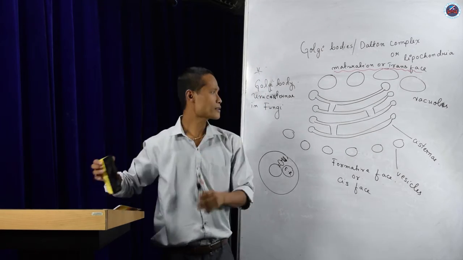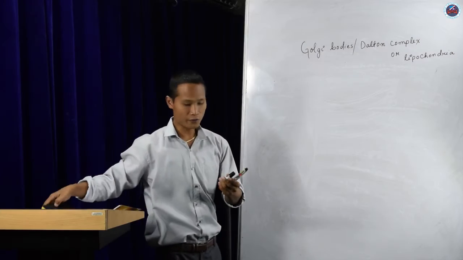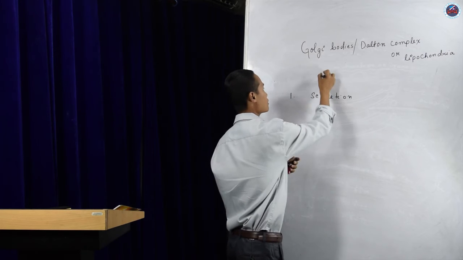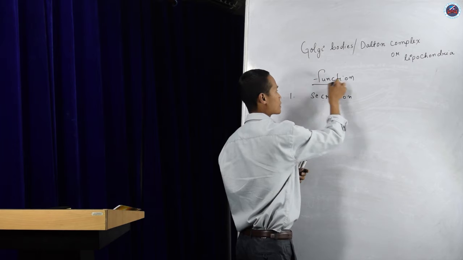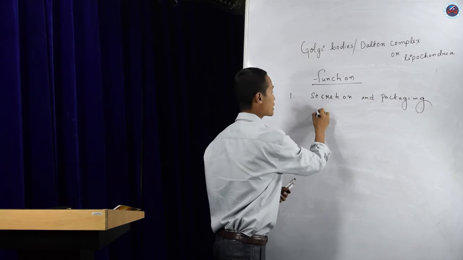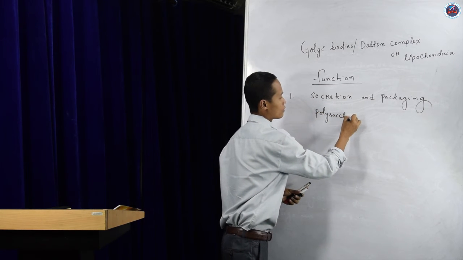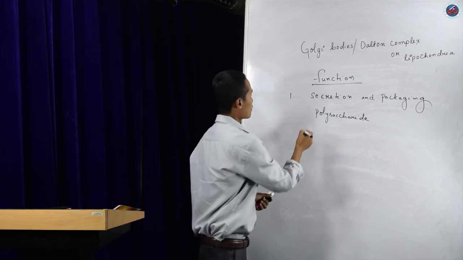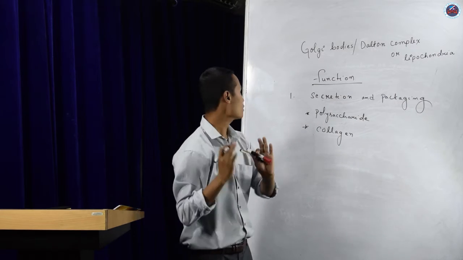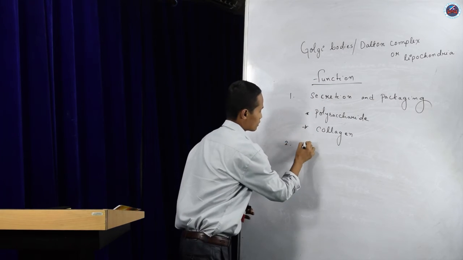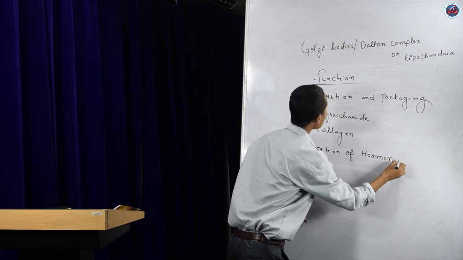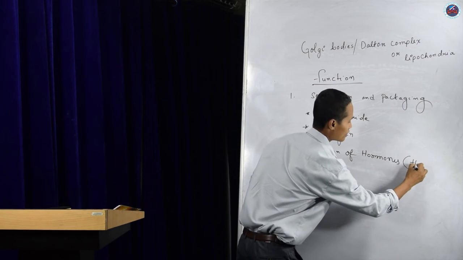With this structure, let's try to understand the functions of the Golgi body. First important function is secretion and packaging. For example, polysaccharides or glycogen are secreted by the Golgi body. Another example is the secretion of hormones. Hormones like thyroxine are also secreted by the Golgi body.